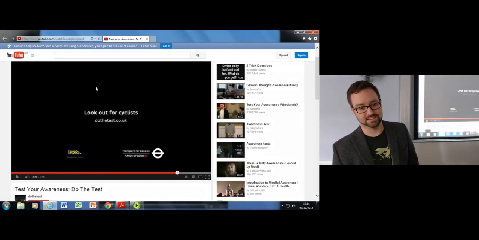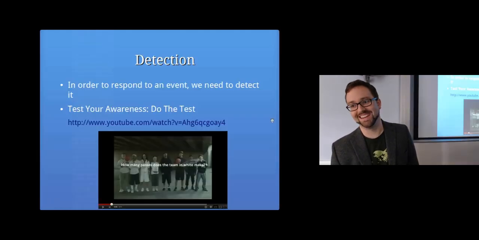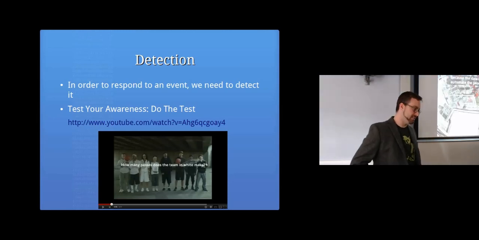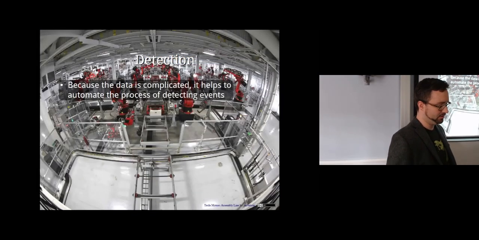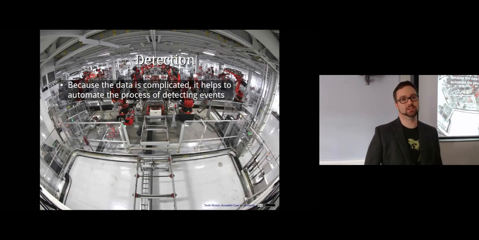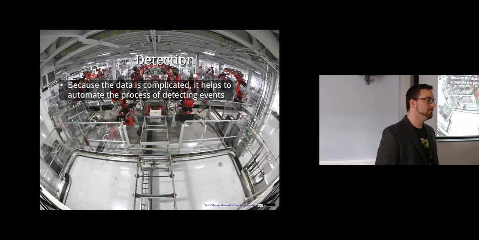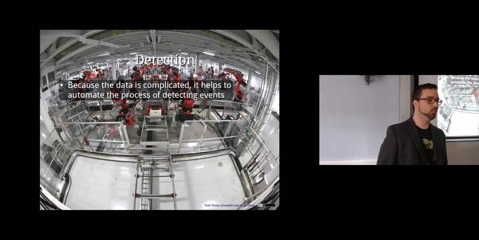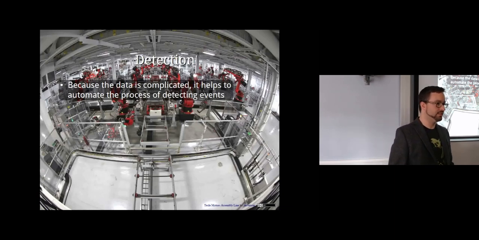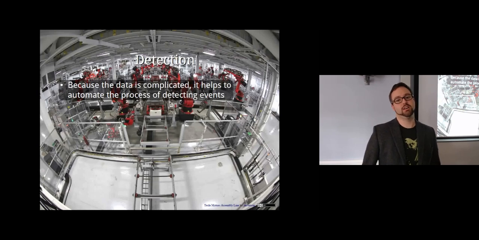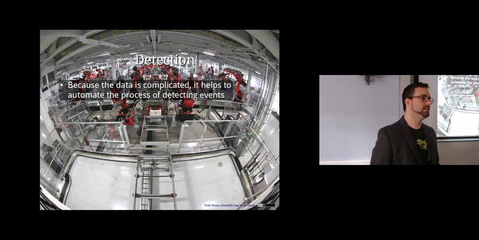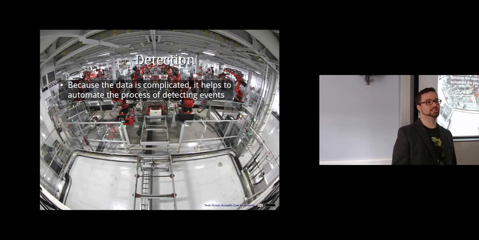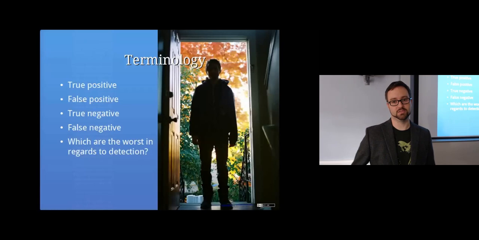So the point is, look out for cyclists. No, the point is, it's quite easy to miss things if you don't know what you're looking for. So the same thing applies for log files, and when you're monitoring a network and all the network traffic that's happening, it can be quite hard to see what you need to see from the noise of just everything that's happening on a network. So because it's quite complicated, it helps if there's ways that you can automate that process, ways that can help you to detect any problems.